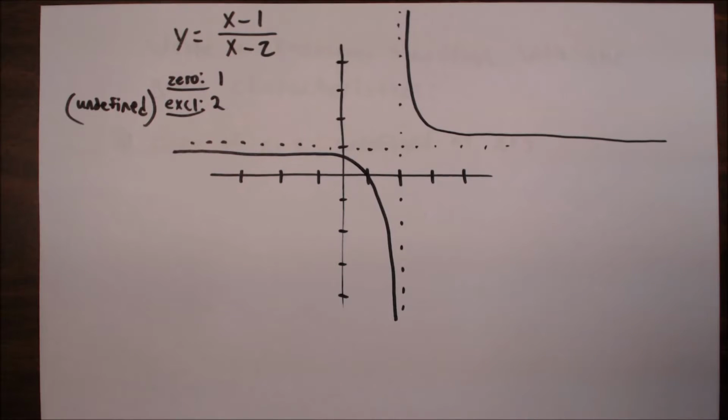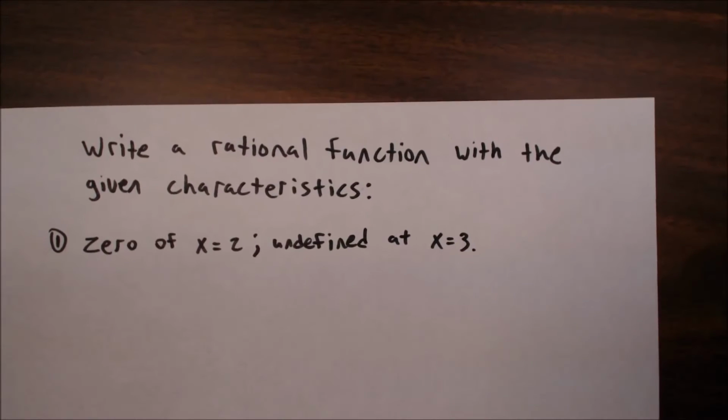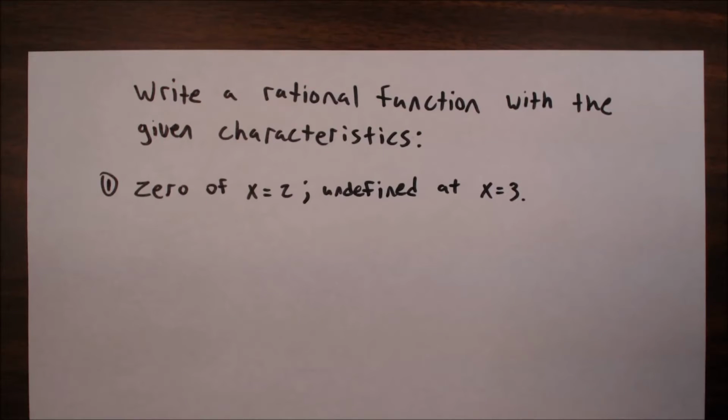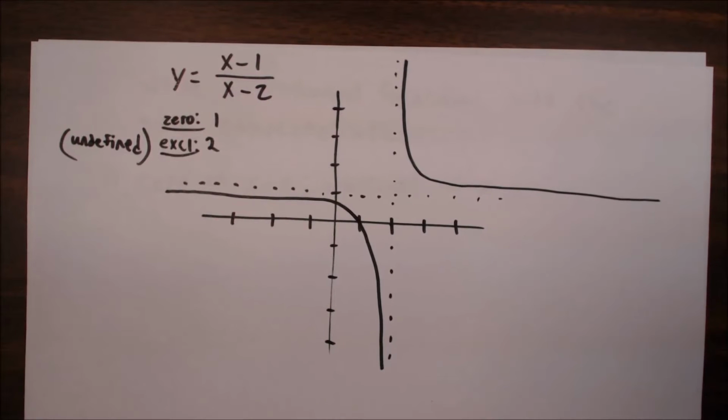What's up, guys? In today's video, we're going to be talking about how to make a rational function given some characteristics of the graph. So problems that look like this, where it says to write a rational function with given characteristics. And before we do this, I want to take a quick look at a graph.